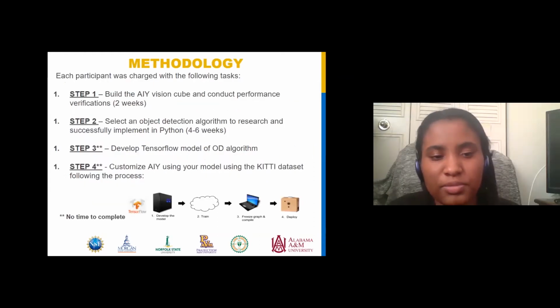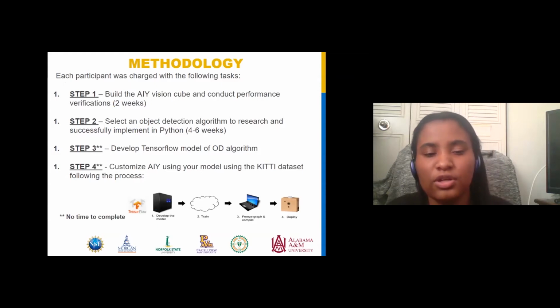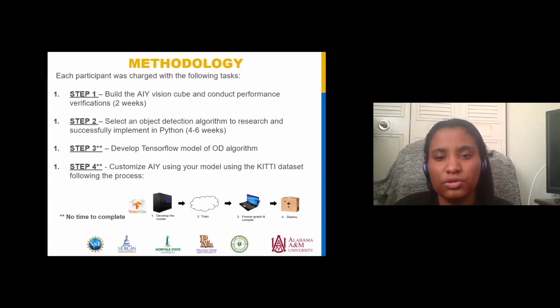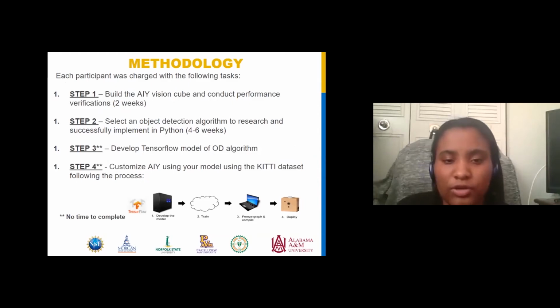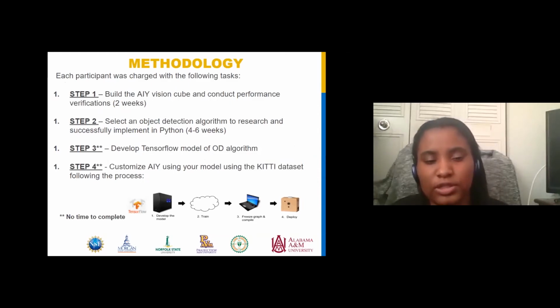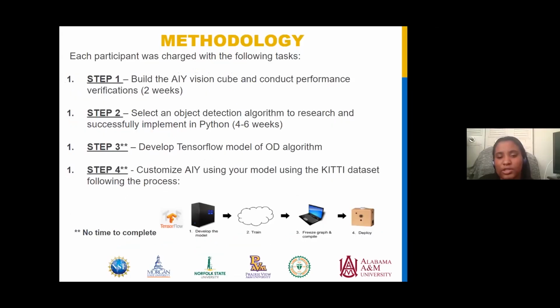Methodology. There are 4 steps in the methodology phase. The first step was to build the AI Vision Cube and to go on the AI website to do the tutorials in order to get familiar with the hardware. The second step was to research our different object detection algorithms and to successfully implement them in Python. The third step was to develop a TensorFlow model of our object detection algorithm. And step 4 was to customize AOI using the KITTI dataset. And next I will explain my algorithm, the Viola-Jones.